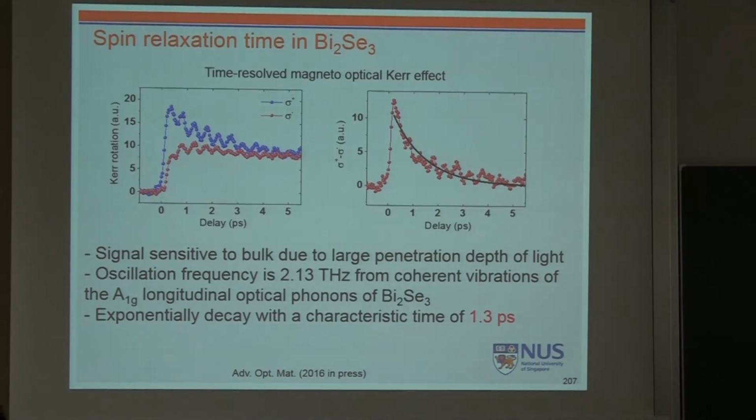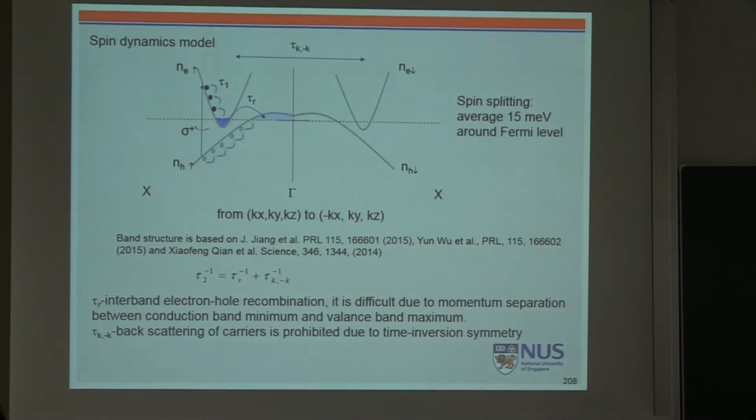This is typical data from our topological insulator, bismuth selenide, using the same method. Now you can see here the decay is on the order of a picosecond. Once you extract the spin lifetime, it's only 1.3 picosecond. So if you look at this versus this, it's a 1,000 times difference. We are very new to this field, and we try to understand. My postdoc proposed this concept of a spin dynamics model using the conventional band structure reported by many others. This tau2 is related to interband electron-hole recombination and also backscattering. But if you look at those two events, both are prohibited: backscattering is prohibited because of time inversion symmetry, and tau r is also very difficult because the momentum space is separated.